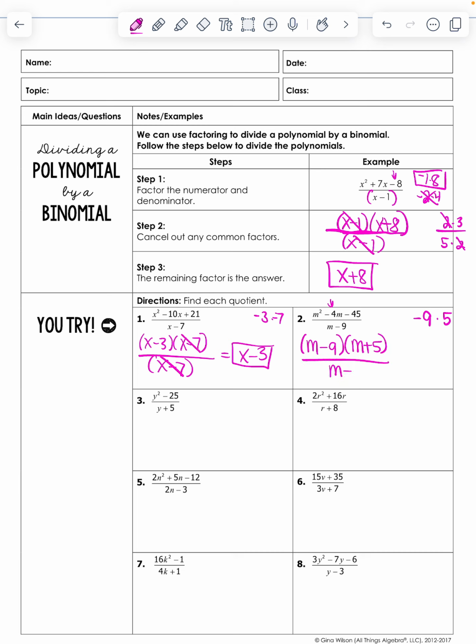And then our denominator is m minus 9. Put parentheses around it. It can't be factored. Cancel it out. The final answer is m plus 5.